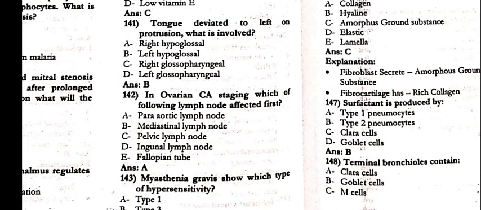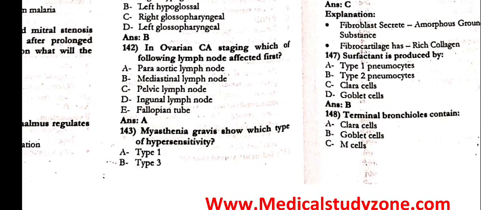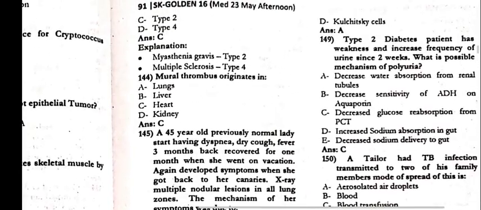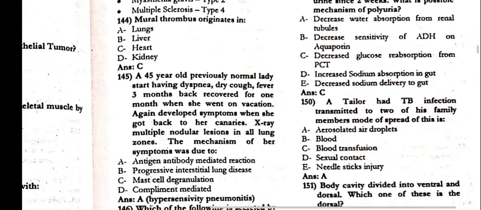Next, 141, the tongue deviated to the left on protrusion. What is involved? That is the left hypoglossal nerve. 142, in ovarian carcinoma staging, which of the following lymph nodes is affected first? That is the para-aortic lymph nodes. Myasthenia gravis shows which type of hypersensitivity? That is type 2 hypersensitivity. Yes, type 2 hypersensitivity. Next, the mural thrombus originates in the heart.